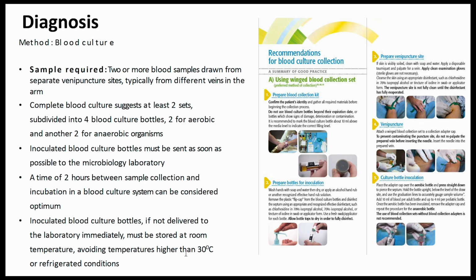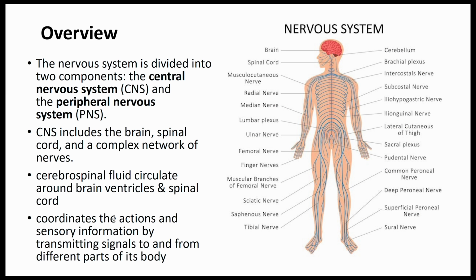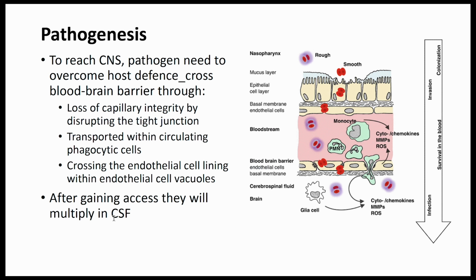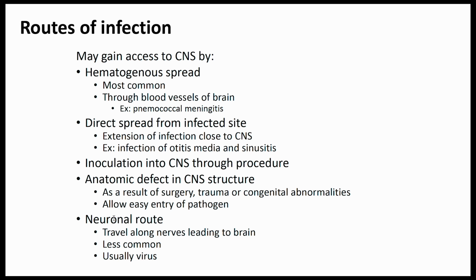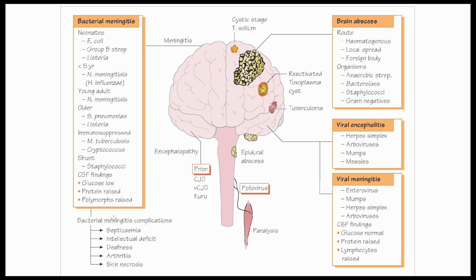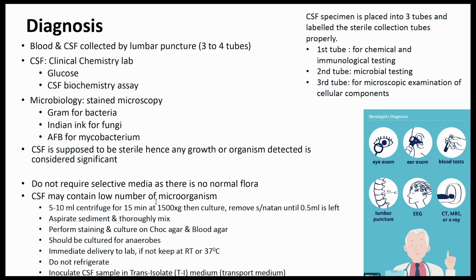Diagnosis. Usually in the lab, we use blood and cerebrospinal fluid for analysis. Blood culture is for circulatory system infections. Cerebrospinal fluid analysis is used for CNS infections. Usually we collect via lumbar puncture, perform microscopy, do culture, and perform biochemical tests. Any growth is significant due to the normally sterile environment in this place.